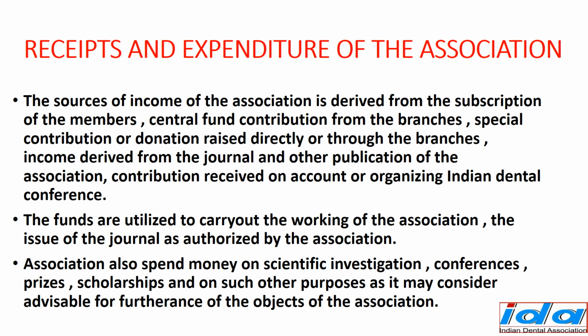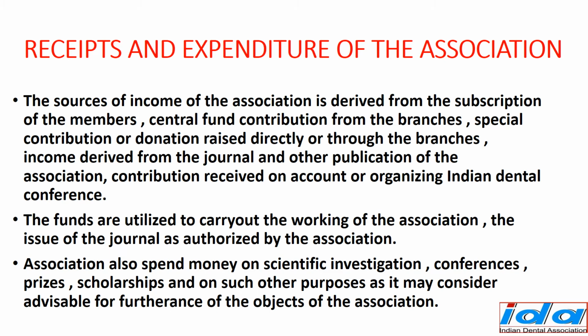Now if you become a member, you pay a particular fee for that membership, so that becomes a source of income for the association. Then the next source of income is the central fund contribution from the branches. Then there can be special contributions or donations, which are raised directly or through the branches. So if there are contributions from the branches, or any donations raised directly or through these branches, that becomes a source of income.